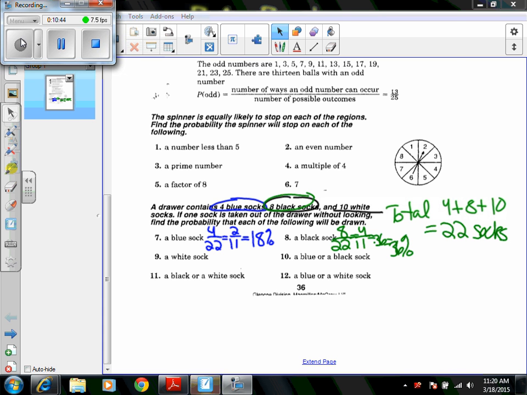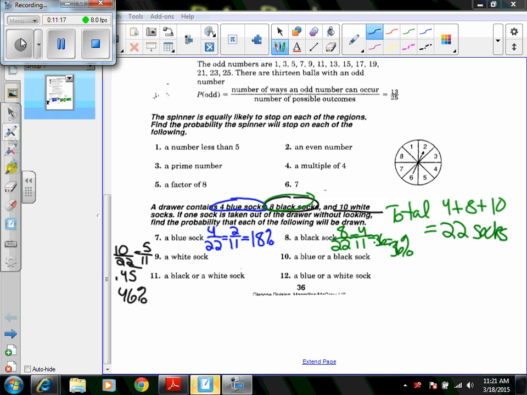All right, let's look at our white socks next. Okay, we have 10 white socks. There's 22 in the drawer. So the probability of drawing a white sock is 10 out of 22. That reduces to 5 11ths. I divide using my calculator, 5 divided by 11, and I come up with 0.45 repeating. I move the decimal place 2 to the right, and that turns into 46%. Okay, and it changes to 46% because I round it. Okay, 5 or more, you have to add 1 more.